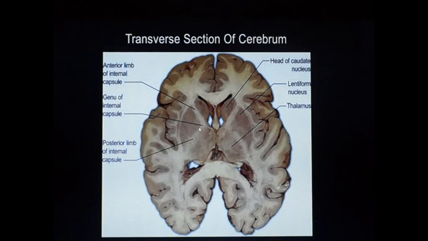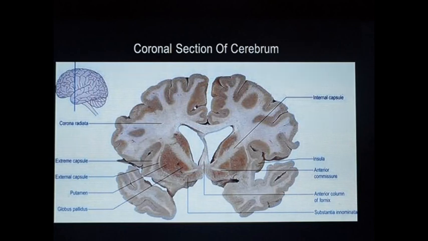Anterior limb, genu, posterior limb, retrolentiform part and sublentiform part. These are the parts of the internal capsule. And we can appreciate the forceps minor crossing the genu and the forceps major crossing the splenium of the corpus callosum. And the cavities of the lateral ventricle are seen. Here is the anterior horn of the lateral ventricle, and the posterior horn of the lateral ventricle. The periphery of the cerebral cortex is formed by the grey matter, and the central core, the white matter, is seen.